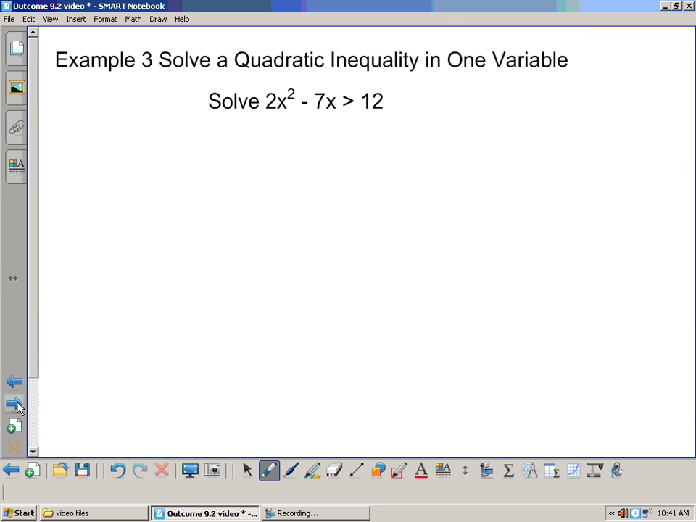Let's look at another example. So, solving a quadratic inequality in one variable. This one says that 2x squared minus 7x has to be greater than 12. The first step is that we want to make the inequality in terms of 0. So I want to subtract 12 from both sides. And we end up with 2x squared minus 7x minus 12 has to be greater than 0.